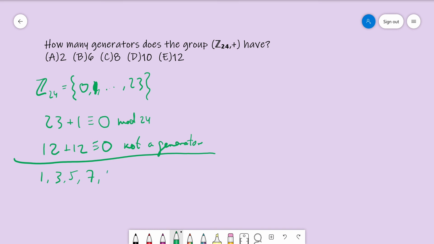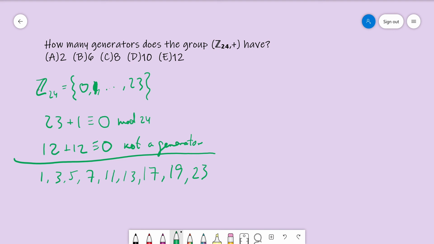And 10, 11, 12, 13, 14, 15. 15 is not because again, it has a common divisor of 3. 16, 17 would be. 18, 19 is also relatively prime. 20, 21, 22, 23.